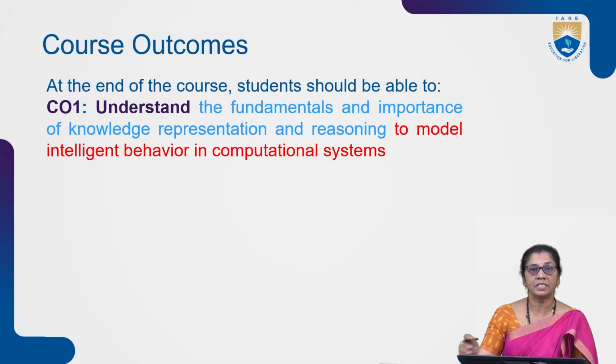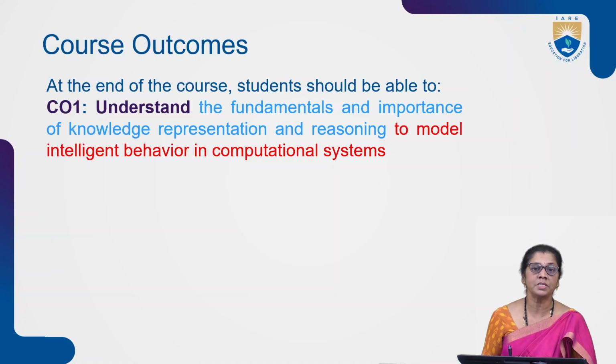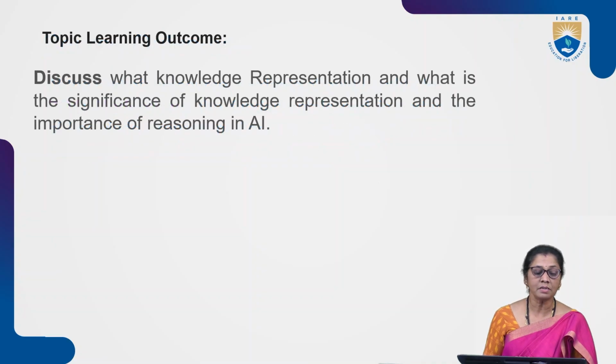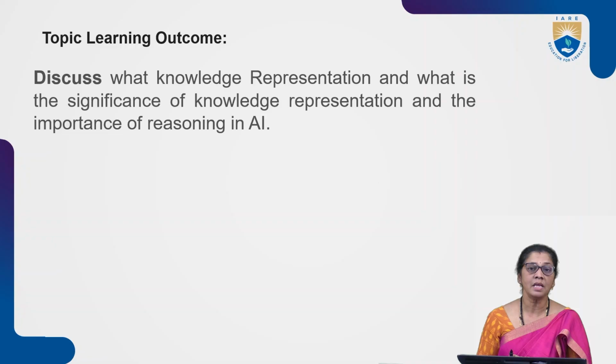Before that, we'll discuss what the course outcome is. At the end of the course, students should be able to understand the fundamentals and importance of knowledge representation and reasoning to model intelligent behavior in computational systems. The learning outcome for this particular topic is to discuss what knowledge representation is, its significance, and the importance of reasoning in AI, as knowledge representation and reasoning is a very important aspect of AI.